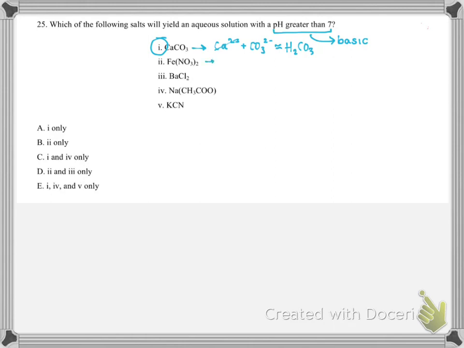For this iron nitrate, we'd get iron 2 plus and some nitrate ions. We know the nitrate is a spectator. And if anything, this iron is a Lewis acid, a pretty good Lewis acid, and so that would decrease the pH of solution. So it's not 2. For barium chloride, you would get barium ions and chloride ions. And these are both spectators, so dissolving this wouldn't change the pH at all.